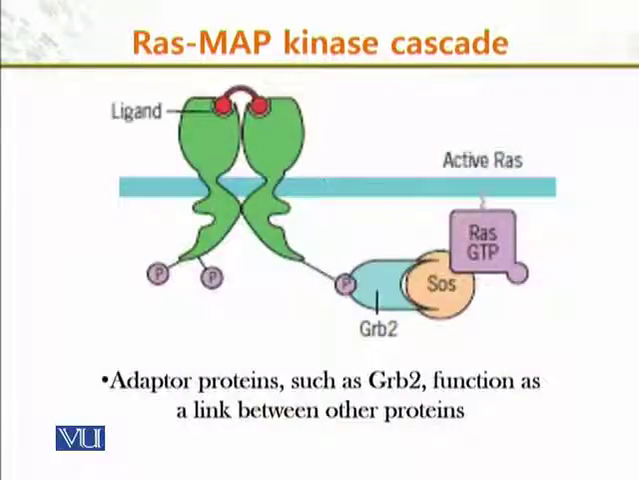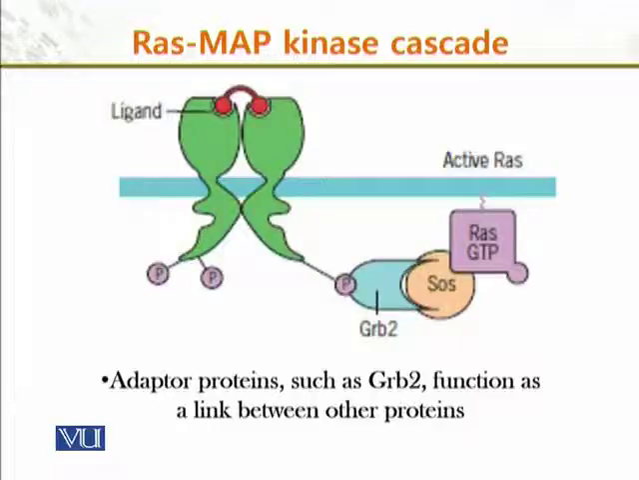Just like this, you can see the active RAS is there, ligand bound compounds. These are the adapter proteins, GRB2, and it functions as a link between other proteins. GRB2 and the ligand protein, they are joined with SOS, and at the end, there is the RAS GTP molecule, which is the active form, and it is bound to the plasma membrane. From cytoplasm to the cytoplasmic membrane, and then to the plasma membrane, it has taken them.